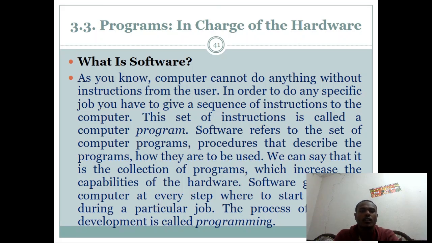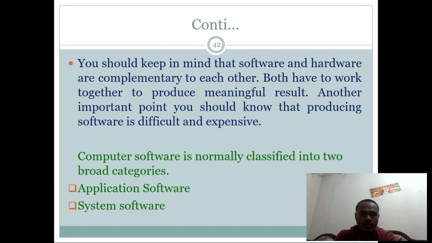Let me see what software is. A set of instructions is called a program, and a set of programs is also known as software. The process of software development is known as programming. Computer software is divided into two: application software and system software.